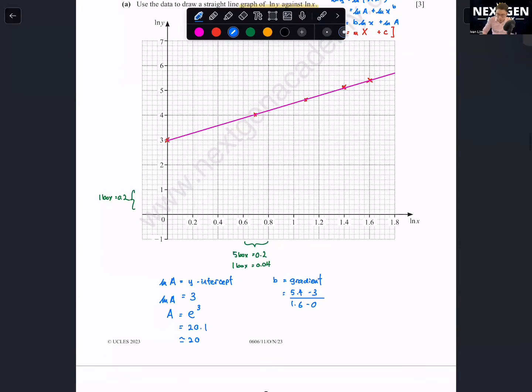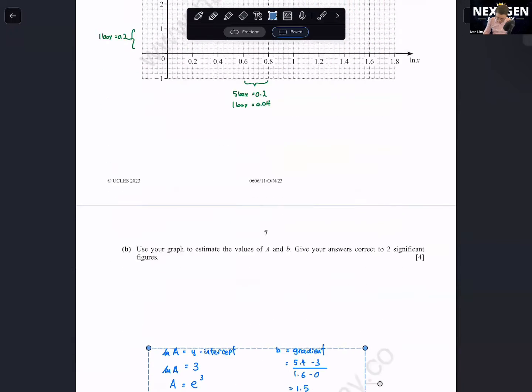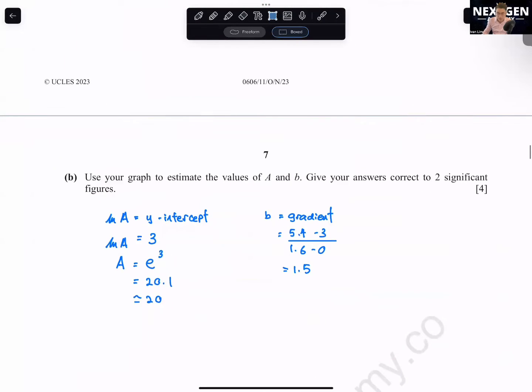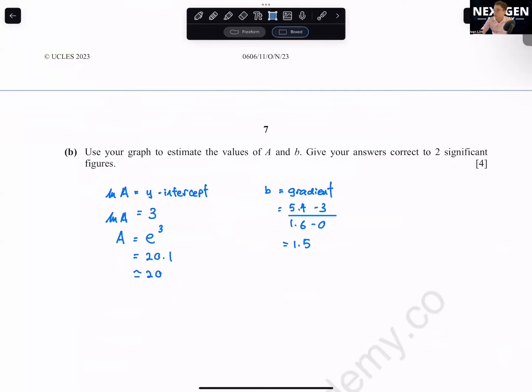How come I didn't do it in the B part? Because you cannot see the graph. Later I copy now, cannot see later. So here you get 1.5. No, don't do it here, do it at the bottom. Otherwise, I cannot see the graph. This one is easy 4 marks.